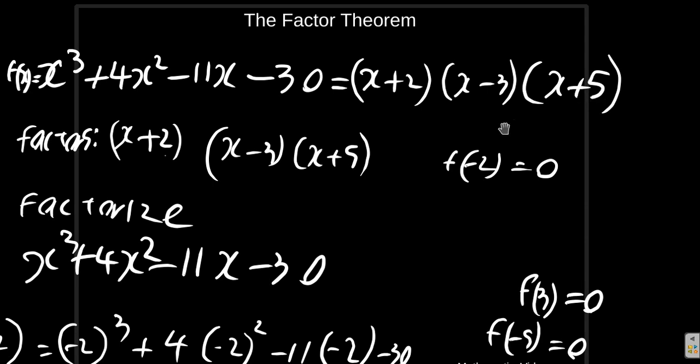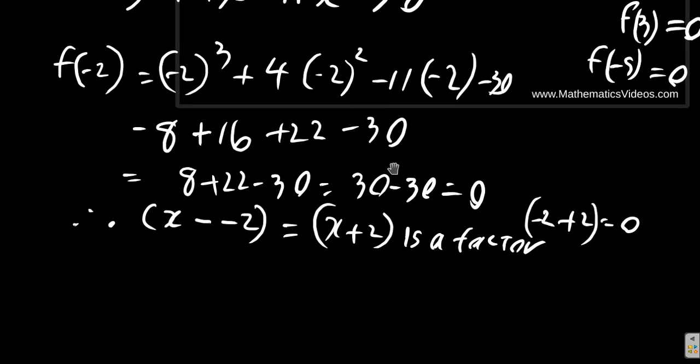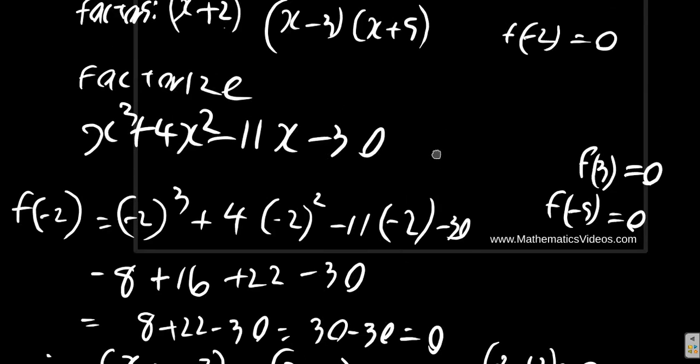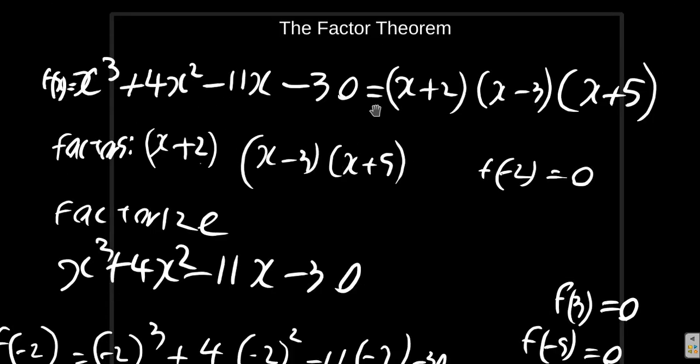Or another way is that when you find the first factor, x plus 2, you divide x cubed plus 4x squared minus 11x minus 30 by x plus 2. You'll get a quadratic expression. Then, if you remember how to factorize quadratic expressions, you just factorize it using that same old method, and you get the other 2 factors. You'll get x minus 5, x plus 2. Okay, so there you go.